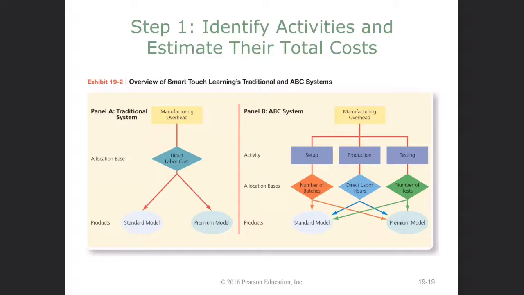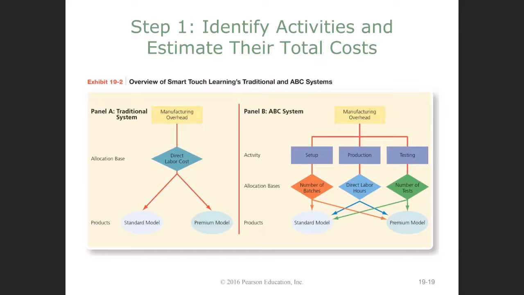So looking here, we have panel A and panel B. Panel A is a traditional system. Panel B is an ABC system, activity-based costing. For the traditional system, we start with manufacturing overhead for both systems. With traditional, we have an allocation base in this example. So our allocation base is direct labor cost. And then from there, for our products, we've got either a standard model or a premium model.